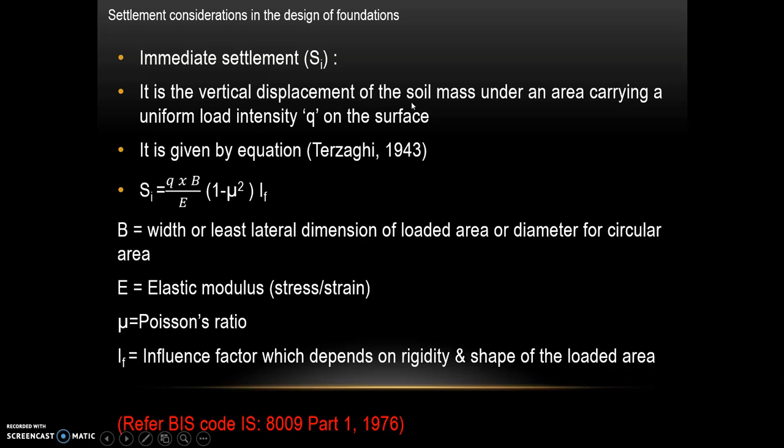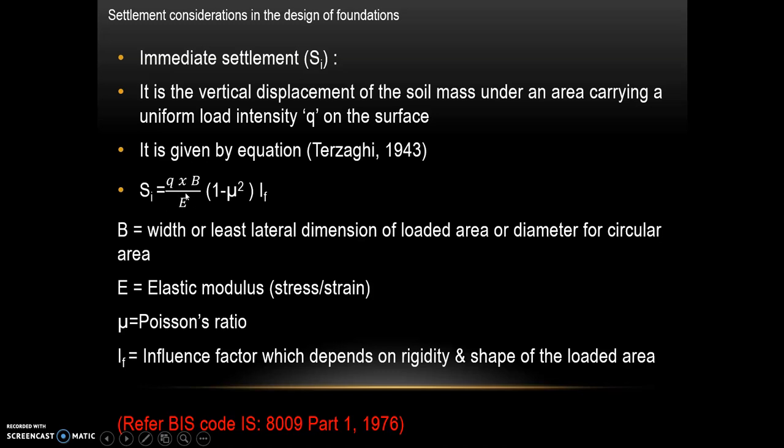It is the vertical displacement of the soil mass under an area carrying a uniform load intensity q on the surface, and it is given by the equation SI equals q times B divided by E times (1 minus mu squared) multiplied by IF. In this equation, B is the width or least lateral dimension of loaded area, or if it is a circular area, we need to consider the diameter itself as the value of B.